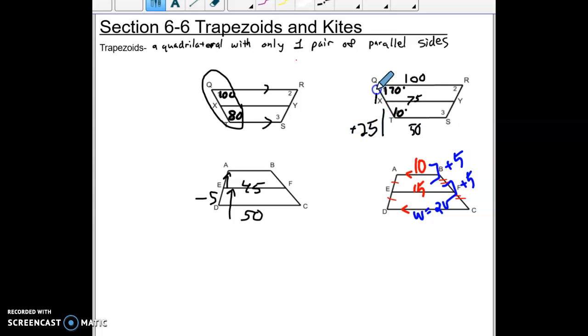So how do you get the top number? You have to do the same. You have to add another 25. So I'm going to change colors just so you can see from here to here also has to be a -5. So AB is 40.